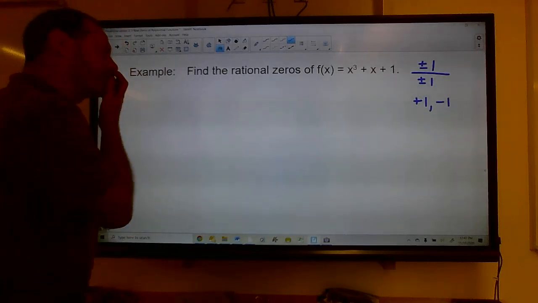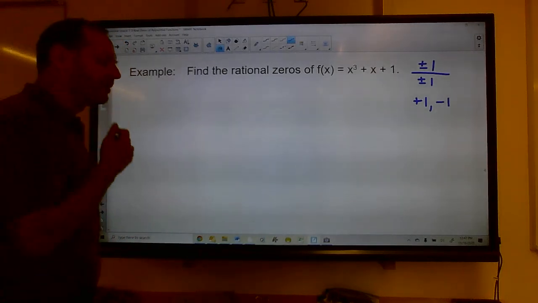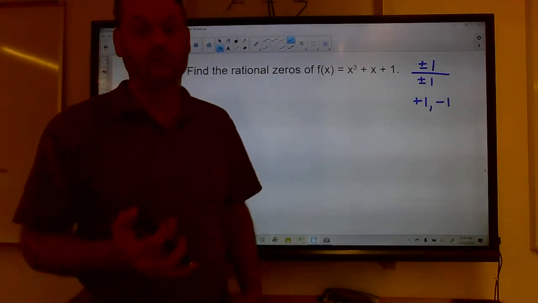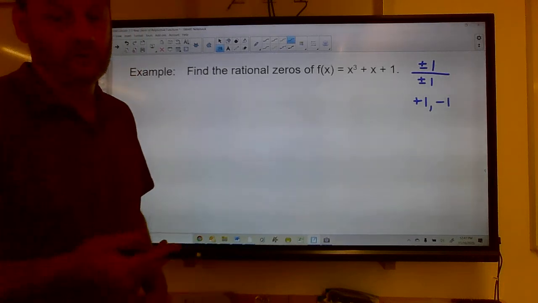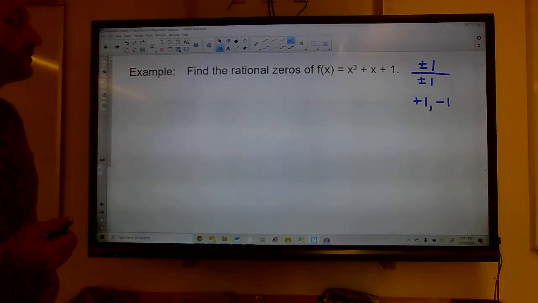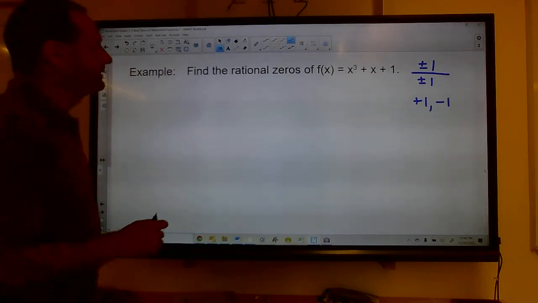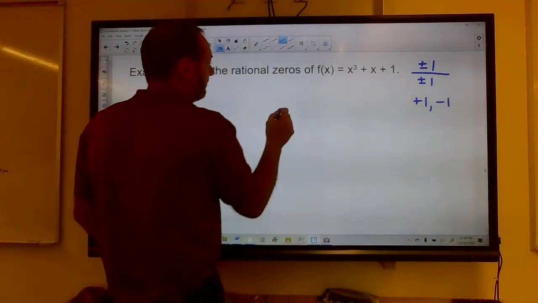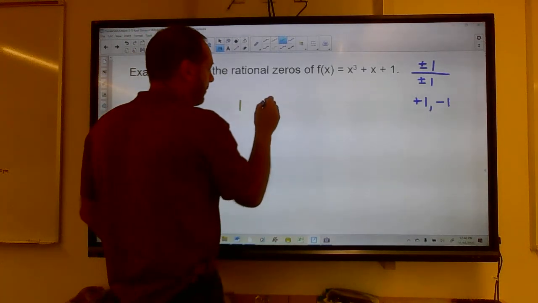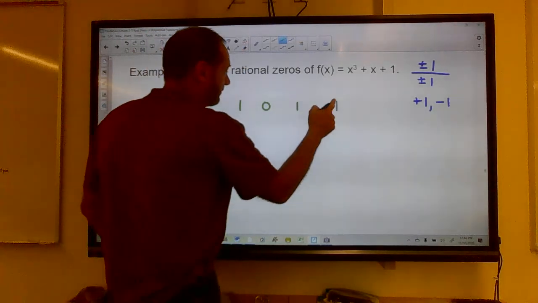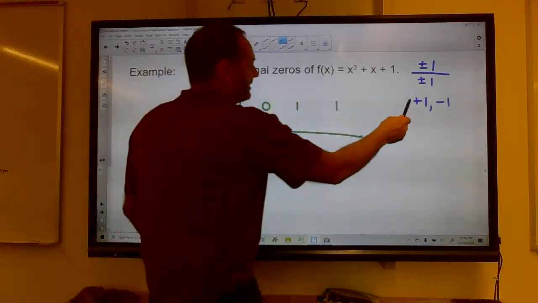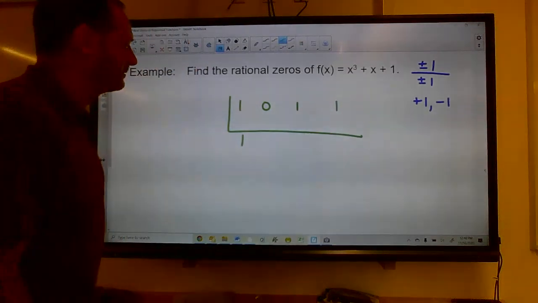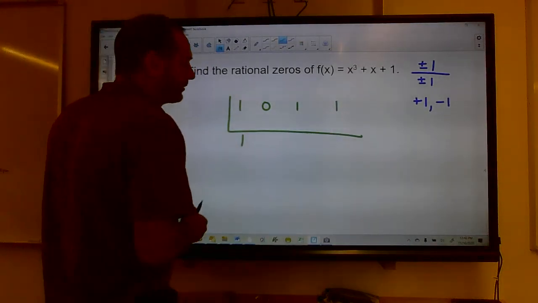So remember, what are rational numbers? Rational numbers are numbers that can be written as a fraction. Whole numbers can be written as a fraction, like 3 can be written as 3 over 1. 2/3 is a rational number because it can be written as a fraction. So if I was going to do synthetic division here, I'd have a 1, a 0, a 1, and a 1, because remember I've got to leave the 0 for the x squared. I only need to check these two numbers, because nothing else is going to work.